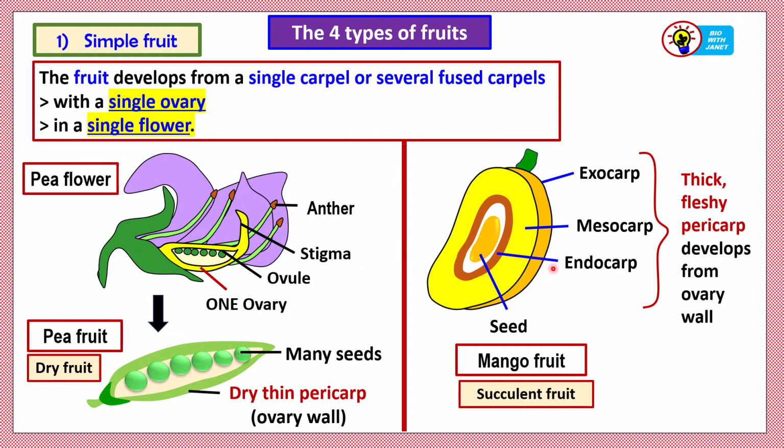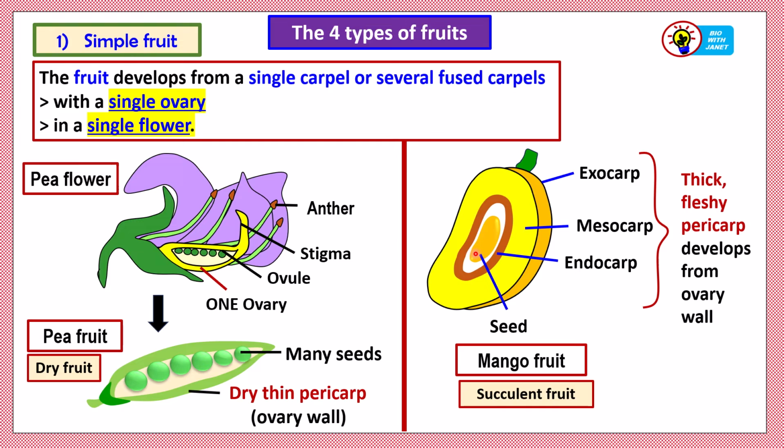Now, on the other hand, there's another type of simple fruit which has a fleshy wall. An example is the mango fruit. So after fertilization, the ovary wall of the mango flower develops and grows and then becomes thick and fleshy. It forms a thick, fleshy pericarp, not the dry thin pericarp, made up of the exocarp, which is the skin, the mesocarp, which is the succulent or juicy layer, and the endocarp, which is the hard layer. Inside the endocarp is the seed.